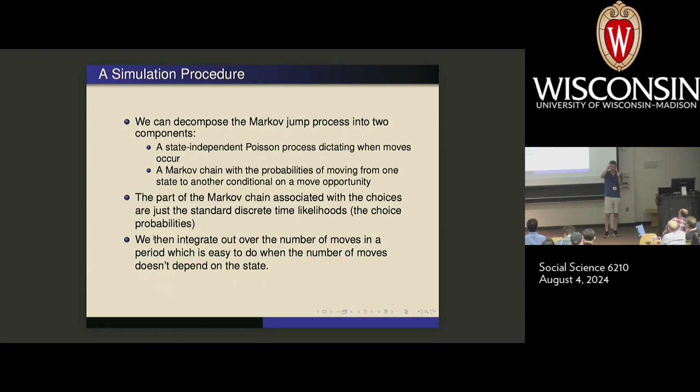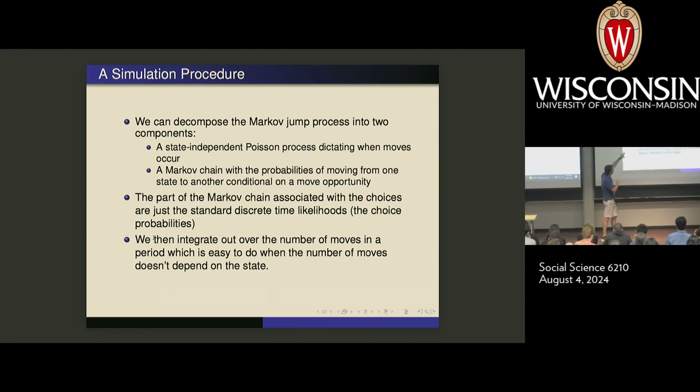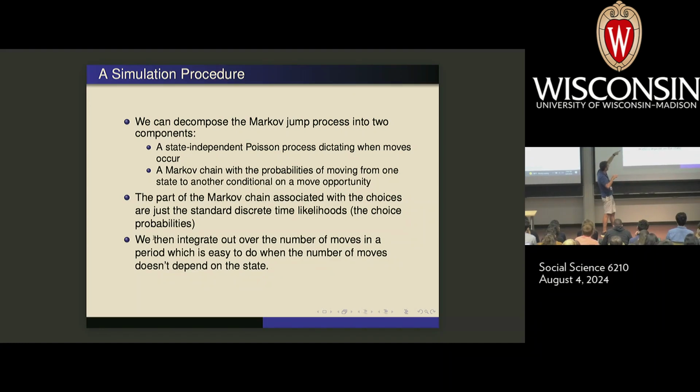Okay? So it's the log of the likelihood that you see that data, and just like you integrate out types, unobserved heterogeneity types, we could draw a sequence of moves and plug in the corresponding probabilities associated with that. That's where having it be lambda, not lambda k, is very helpful, because then if it's just lambda, you're sort of good to go. Even then, in the game's context, it's tricky because of the number of players. But in that case, you've got the state-independent Poisson process dictating when moves occur, and then a Markov chain, which gives the probabilities of moving from one state to another conditional on a move opportunity.